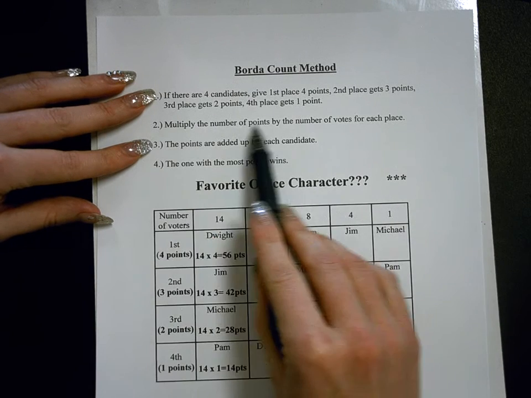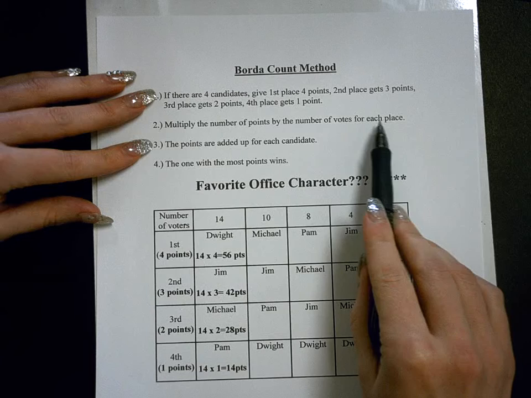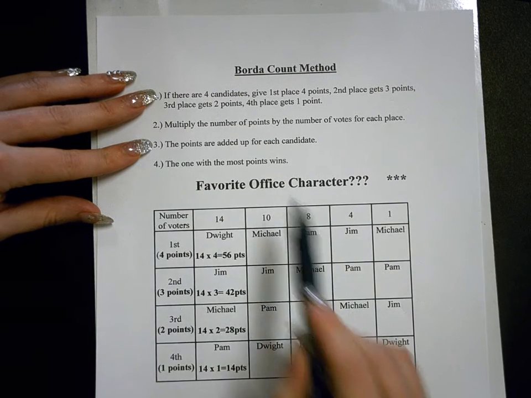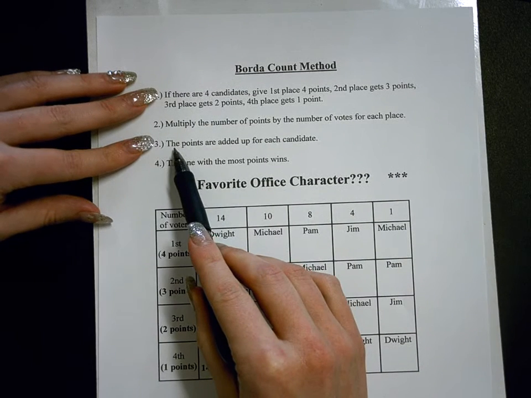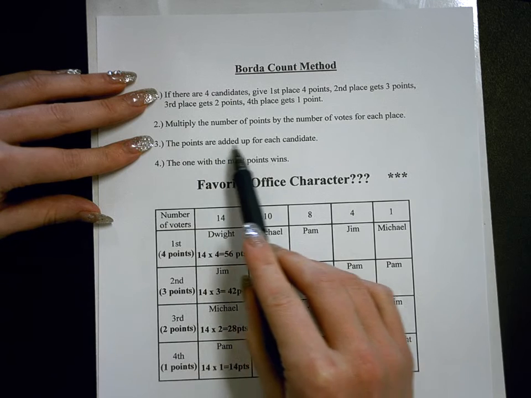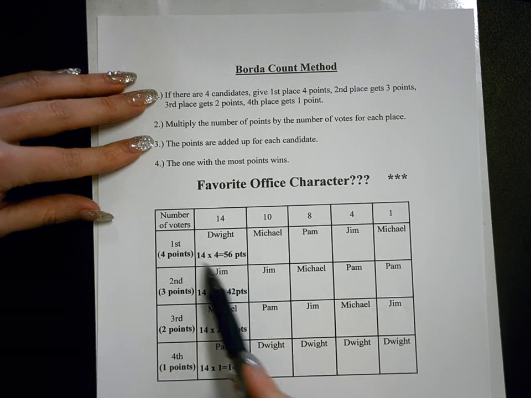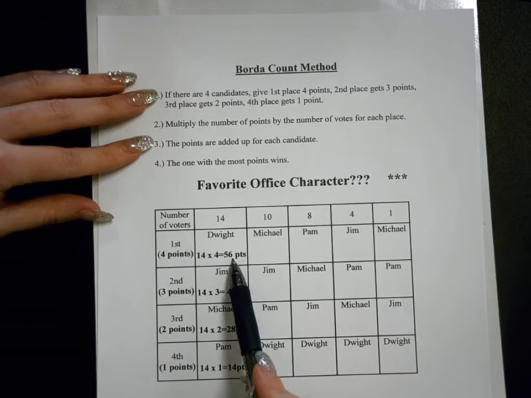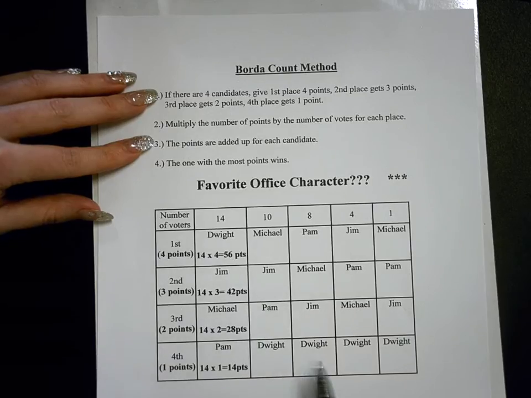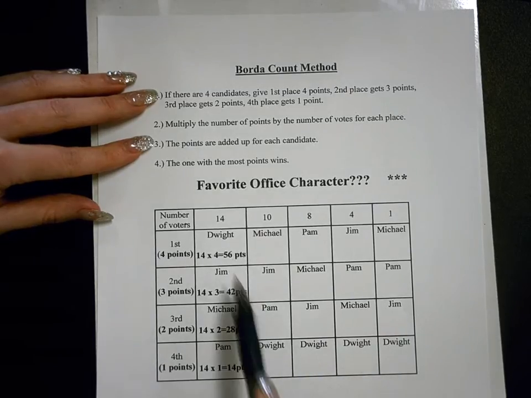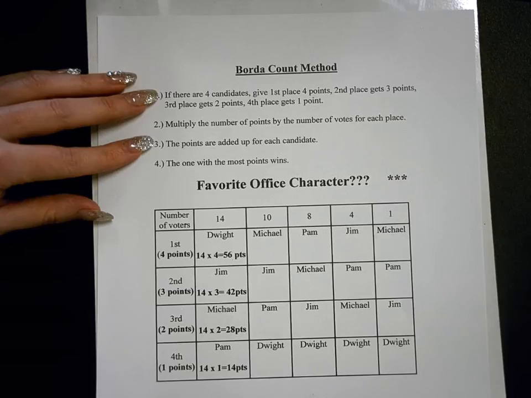After we multiply the number of points by the number of votes for each place, we fill in each one of these cells. Then the points are added up for each candidate. So we go around, and Dwight has 56 points here, he's going to have points here, points here, points here, and points here. We add up all of those points and we come up with a total for Dwight.